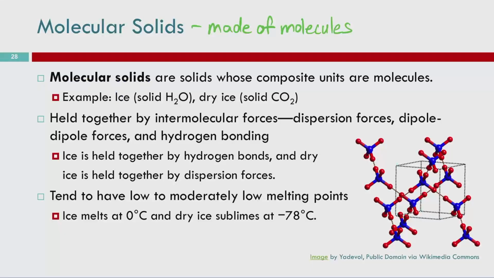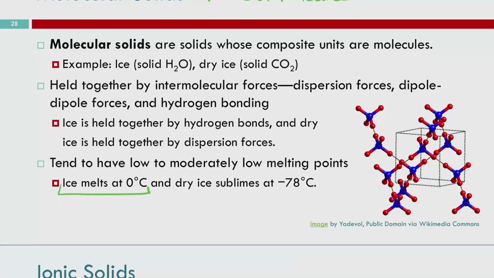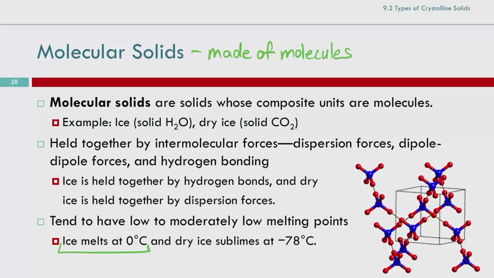In general, molecular solids tend to have low to moderately low melting points. Ice is one of the higher molecular solid melting points. It's not the highest, but it's relatively high. And again, high here is 0 degrees Celsius. Things that are even higher would be more like sugar, but you can melt sugar on your stovetop. You can make caramel at home. Dry ice turns into a gas at negative 78 degrees Celsius. Generally, molecular solids have low melting points.